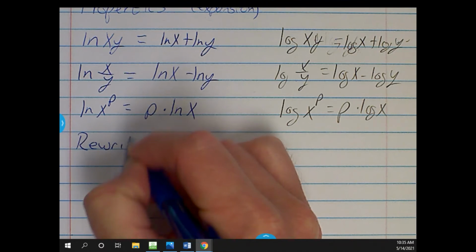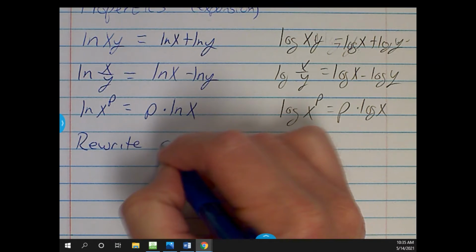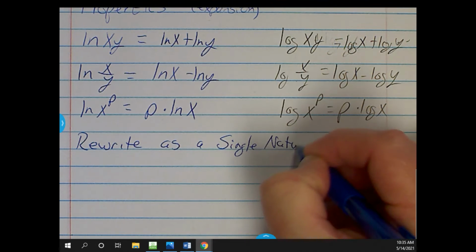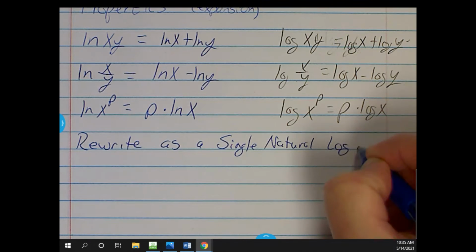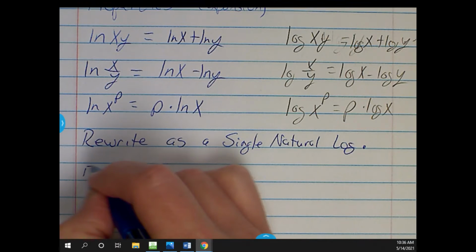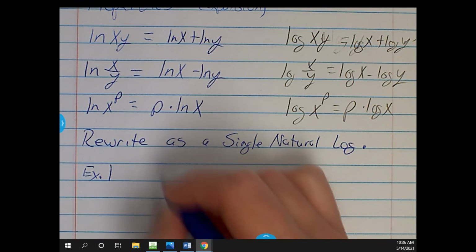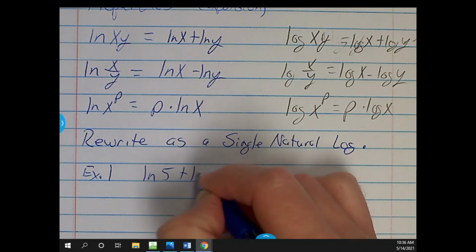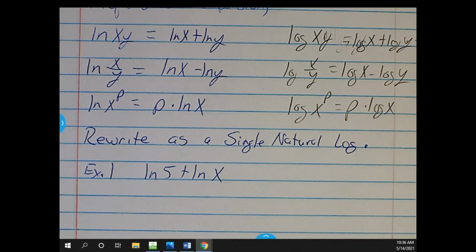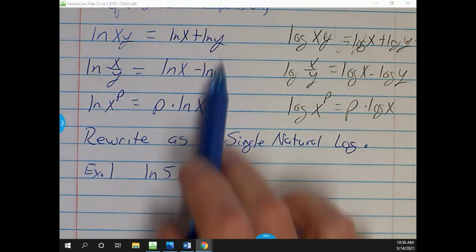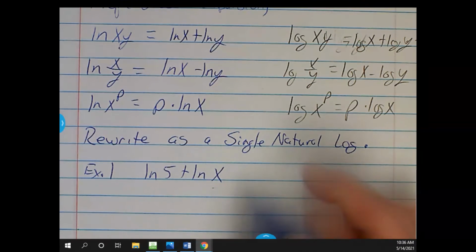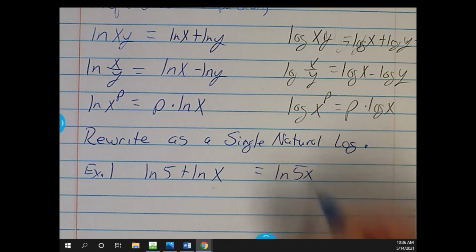So what they're going to ask you to do in some of these cases is rewrite as a single natural log. They'll give you something like this, where we're doing ln of 5 plus the ln of x. This is where we've got the two properties here. If it's an addition problem, to rewrite it, we multiply those two things together. So this one would just be the ln of 5x.